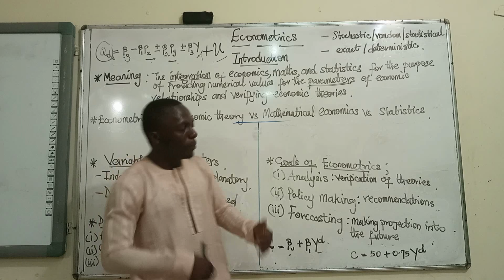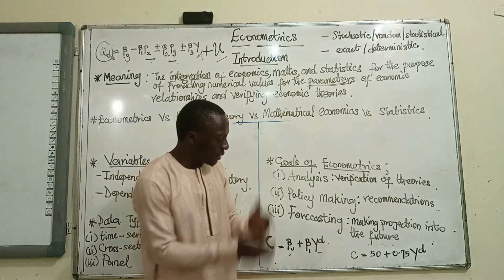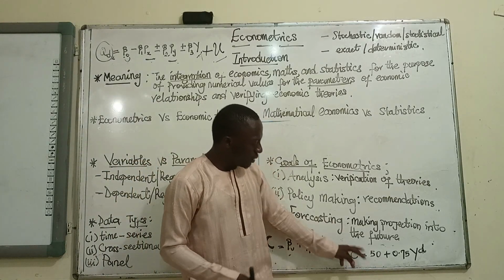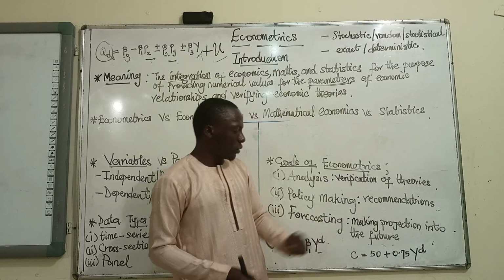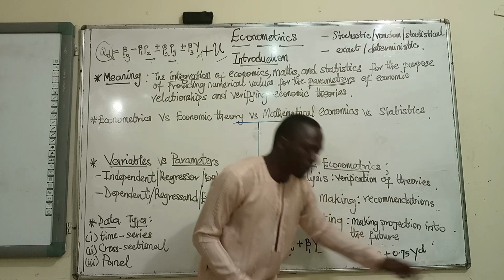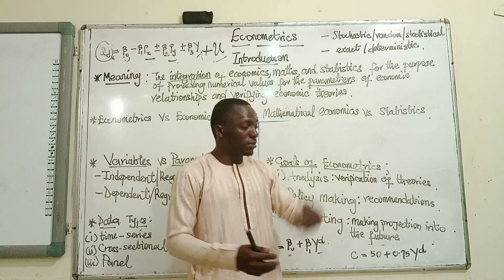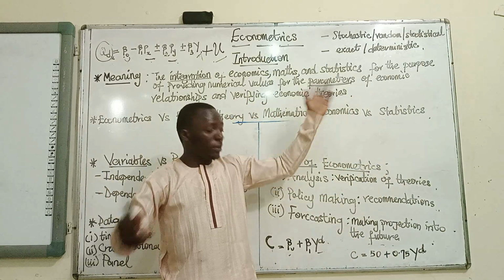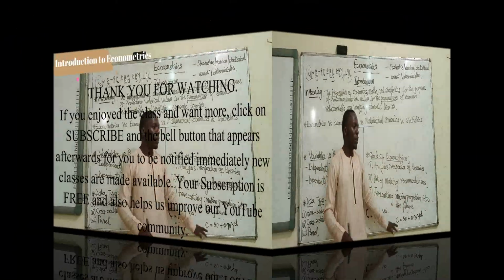Then forecasting, you make projections into the future. That is, you can always get the different values for the consumption given fixed values of the disposable income. That is when YD is 400 billion, and like I've explained earlier, you can always get different values of C.